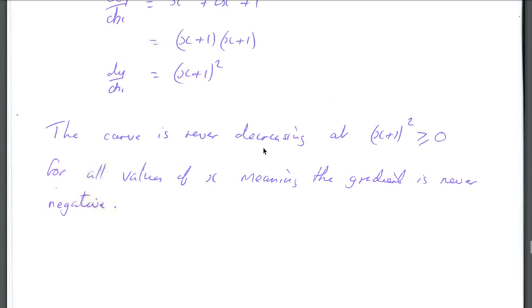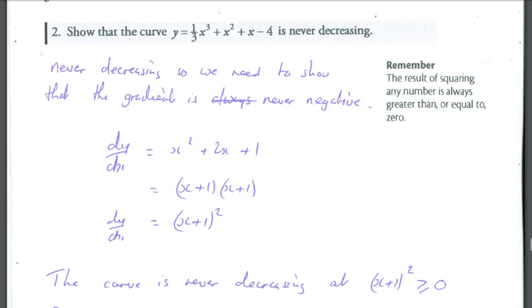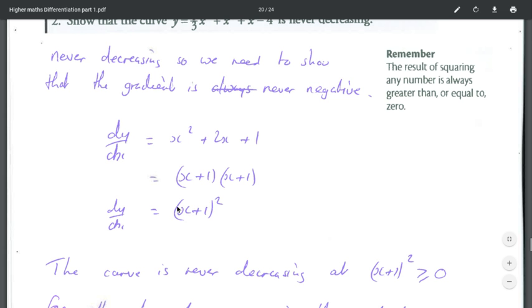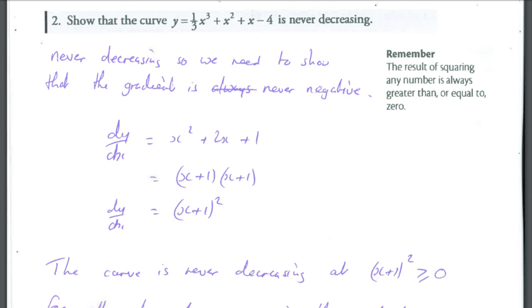So this curve is never decreasing as x plus 1 all squared is greater than or equal to 0 for all values of x, meaning the gradient is never negative. Again, the important part of that question: can this ever be negative? Find me one value of x for which this is negative. Okay, we can't do that.